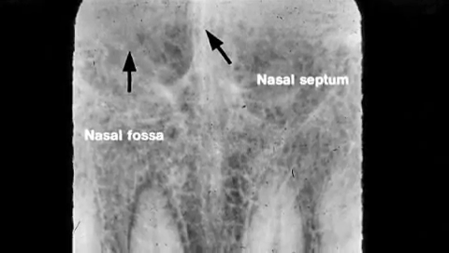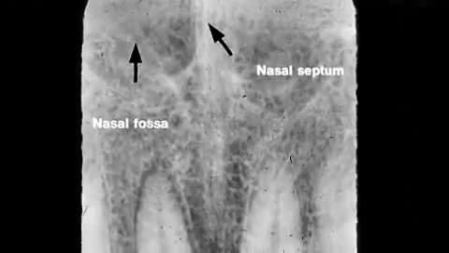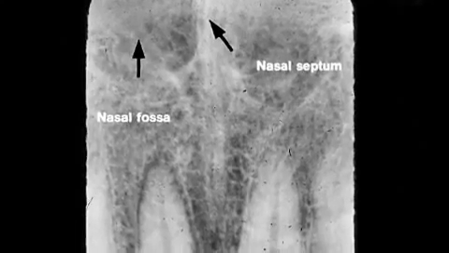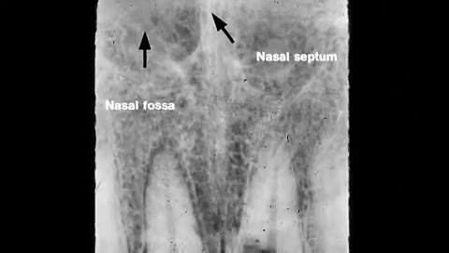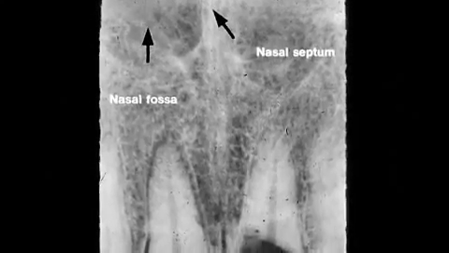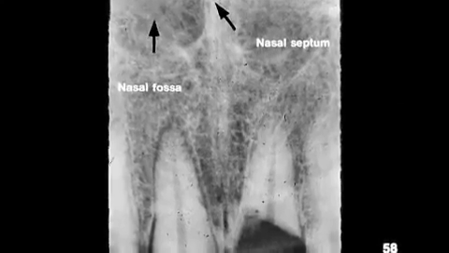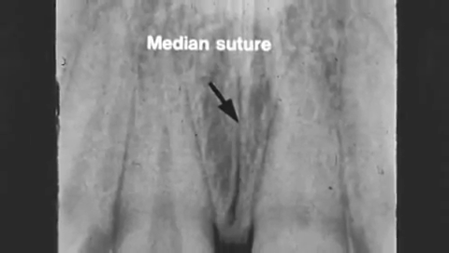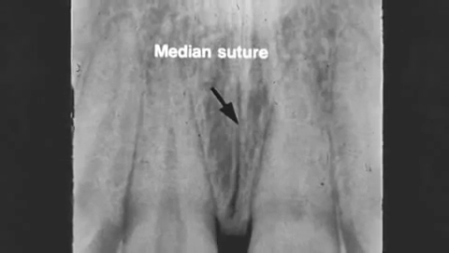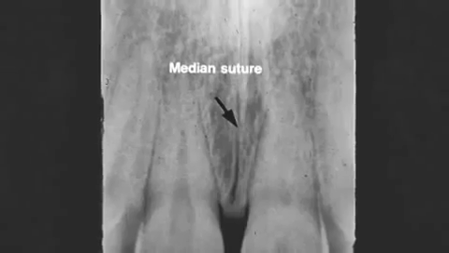The arrow in the center points to the linear radiopaque nasal septum. On either side of the septum, there are the radiolucent nasal fossa. On a slide at the beginning, we saw the inferior nasal concha inside the nasal fossa. Here we do not. The arrow points to the radiolucent line, the median suture. This is where the right and left sides of the maxilla join.